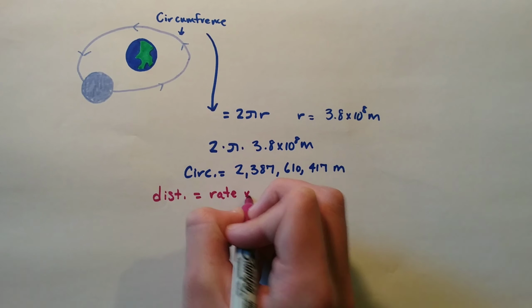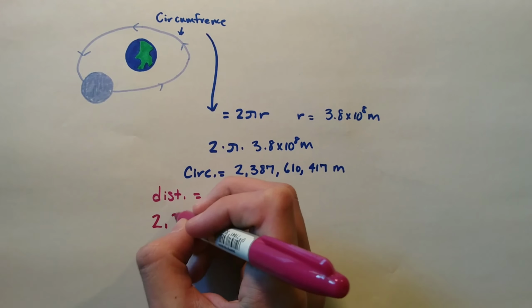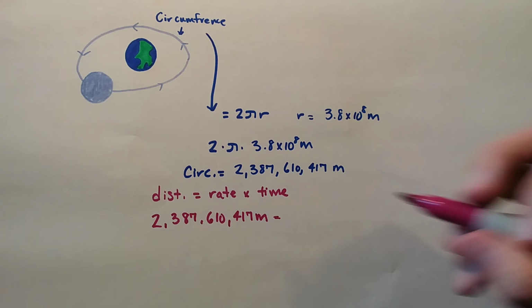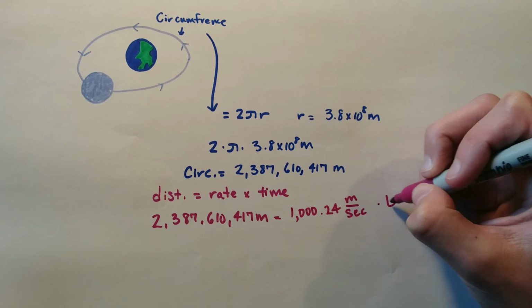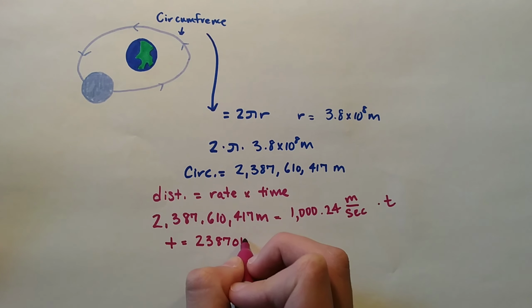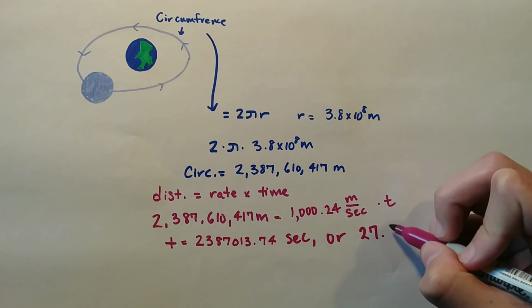We also know that distance equals speed or rate times time. Thus, we can plug in our circumference for distance and our newly found speed of 1000.24 meters per second. Thus, solving for time, we can find out that the moon's period of orbit is this large amount of seconds right here, or 27.6 days.